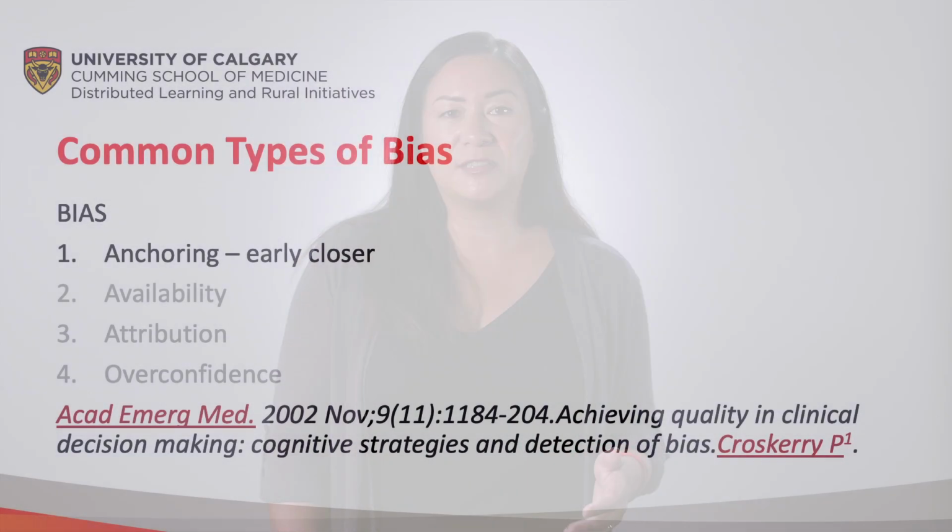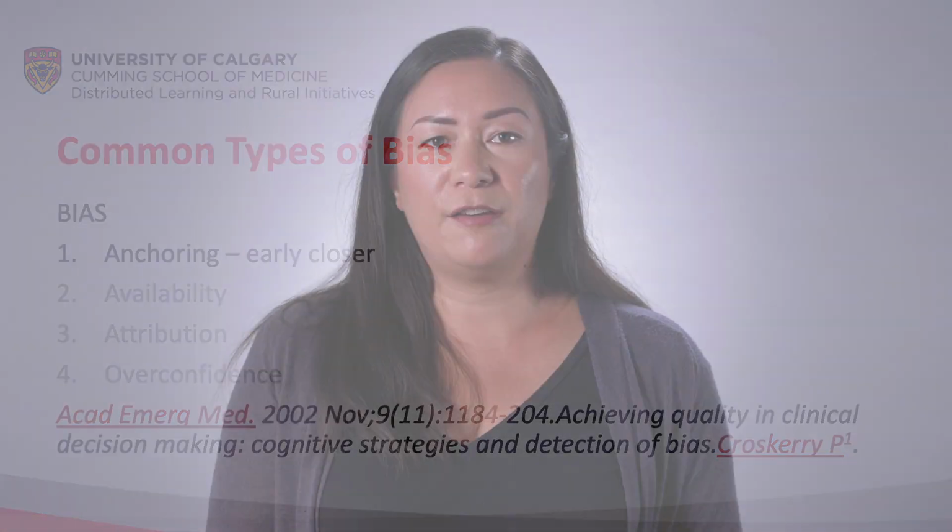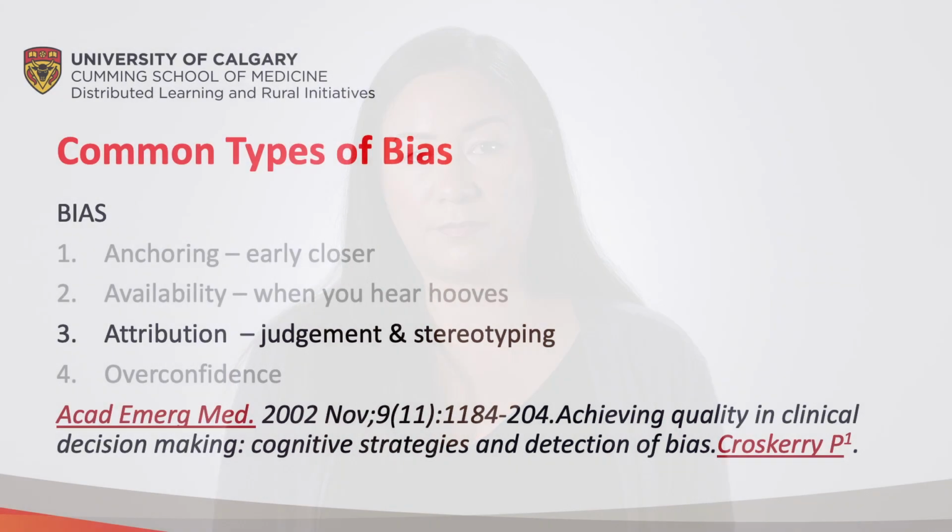These are residents and learners that we'll often call early closers. Despite additional information coming into the picture, they've really anchored themselves down to what they think is happening. Availability is the type of bias where it's just the most common thing. So when you hear hooves, you think that it is horses for sure, not thinking about zebras.